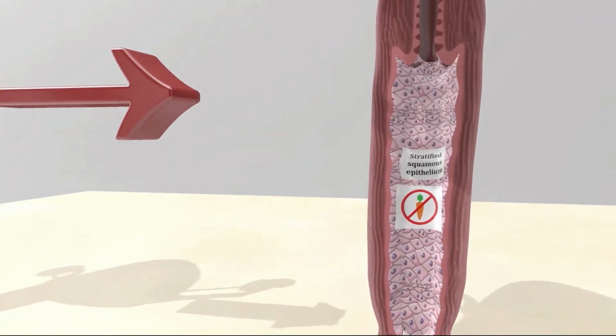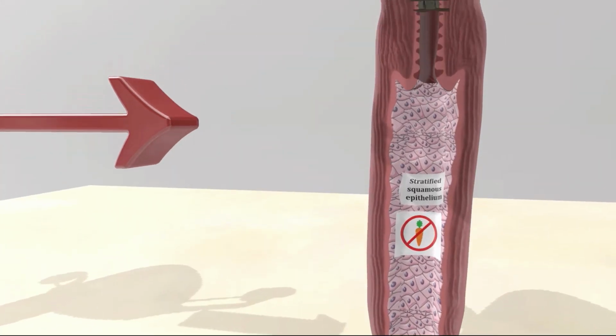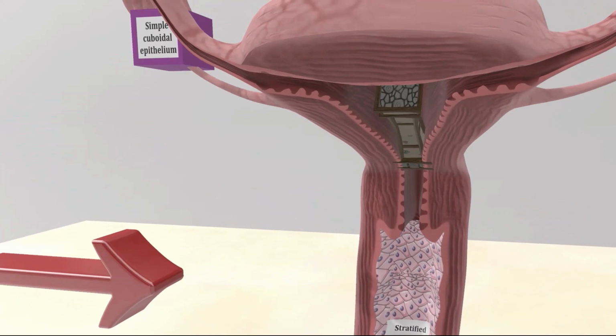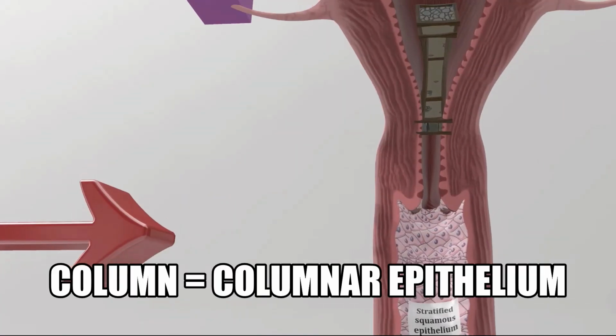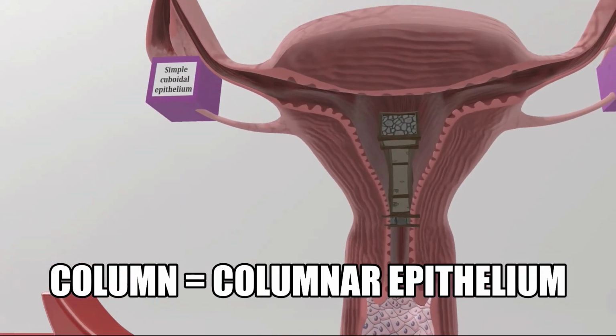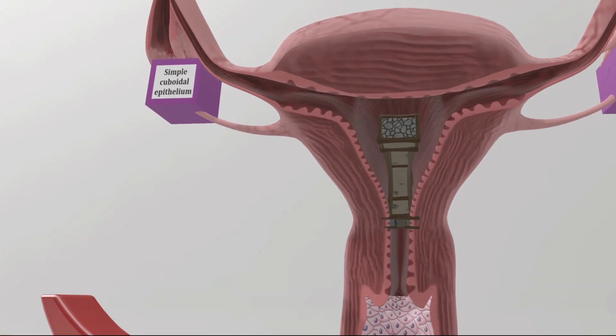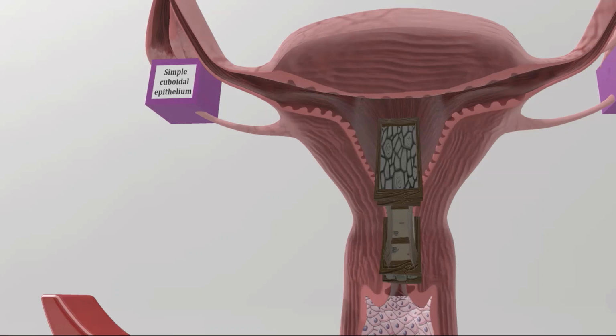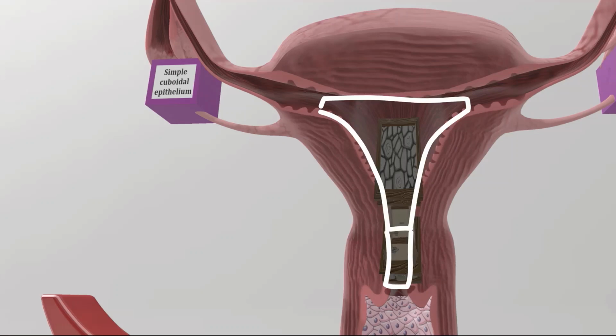Now let's work our way up. So we go up towards the cervix. Now we have this column over here. Let's take a look. There is this column. Column is going to remind us of columnar epithelium. This column extends its way down towards the cervix. So we see columnar epithelium both in the endometrium as well as in the endocervix.